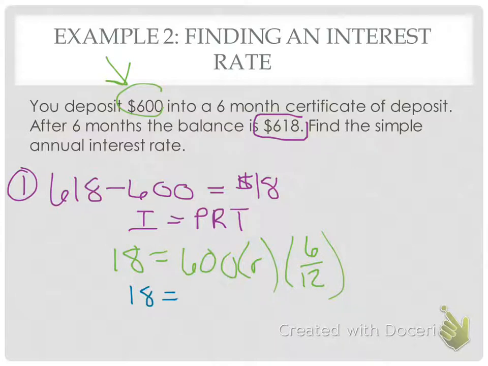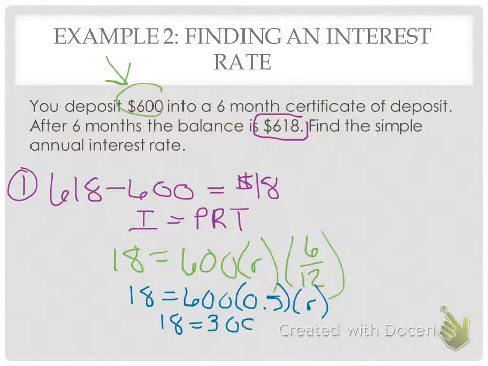18 equals, commutative property of multiplication says I can rearrange them, 600 times 0.5, which is 6/12 as a decimal, times r. Now, what's 600 times 0.5? I'm just going to multiply it out now. It's 300. So 18 equals 300R. Now you solve for R by dividing both sides by 300.